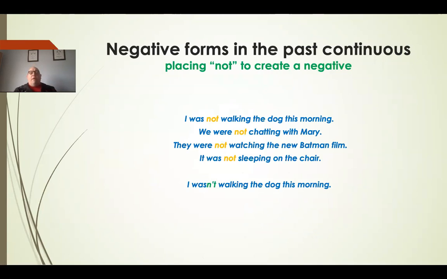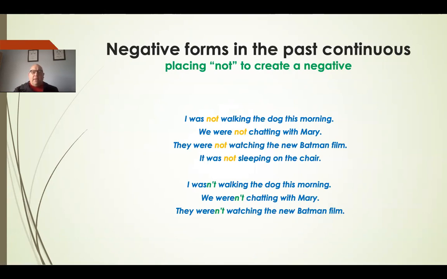Okay, obviously when we use were not, was not, we want to shorten them so we get a contracted form and we sound more fluent and natural when we speak. So let's look at those in the contracted forms. I wasn't walking the dog this morning. We weren't chatting with Mary. They weren't watching the new Batman film, and I wasn't sleeping on the chair.